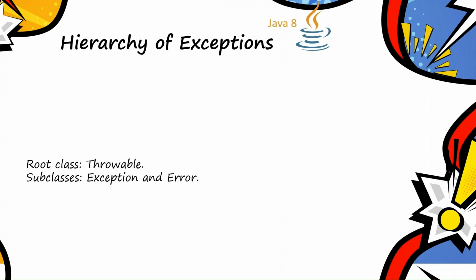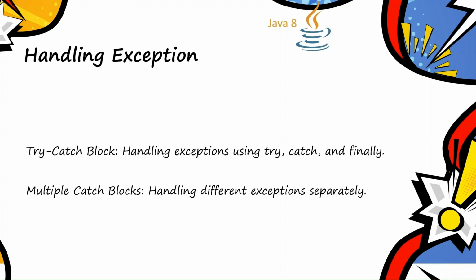The hierarchy of exceptions. The root class for exception handling in Java is Throwable. Throwable has two main subclasses: Exception and Error. Java provides three key mechanisms to handle exceptions.